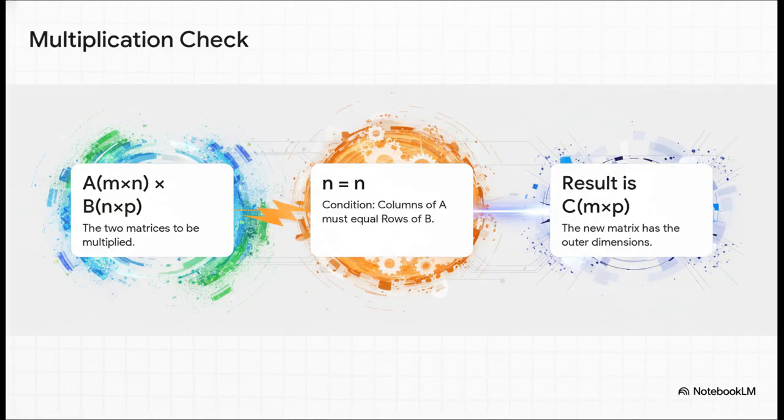Now, multiplication is where things get a little more interesting. You can't just multiply any two matrices you find. There's what we call a compatibility check. The number of columns in the first matrix has to be exactly the same as the number of rows in the second one. See how the two numbers are on the inside there? If they match, you're good to go. And get this, the final matrix you get has the dimensions of the outer numbers, m rows and p columns.